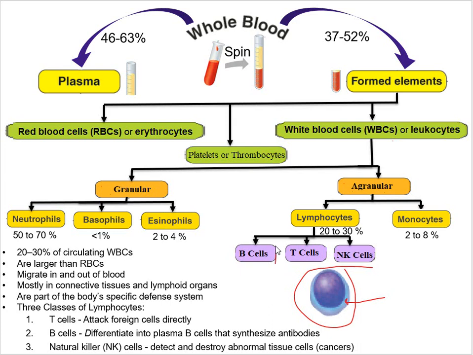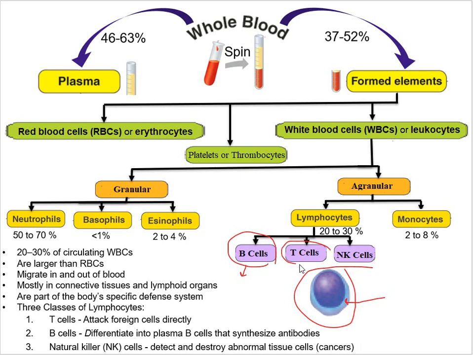They will divide into B cells. What are the B cells? B cells directly attack the infected cell. There are different types of B cells. They differentiate into plasma B cells and memory B cells, and plasma B cells are the ones that will produce antibodies. Memory B cells are there in case you get a second infection; they will become activated.